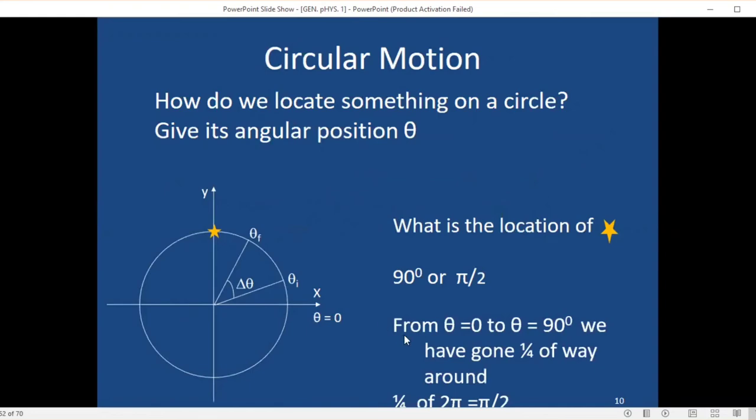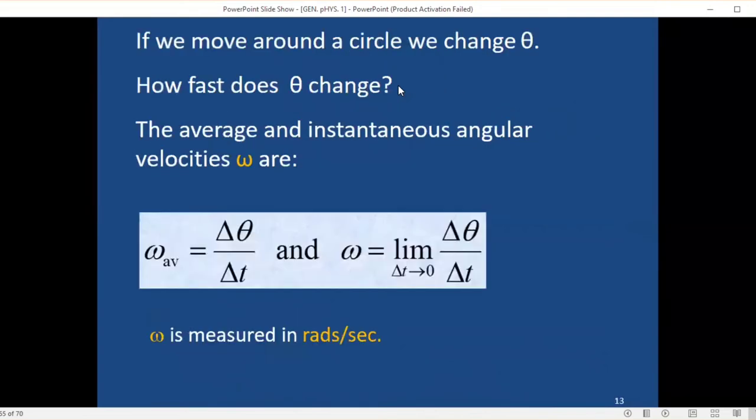So, how do we locate? Ayan, yung star kanina, nasa 90 degrees or pi over 2. From theta 0 here, this is theta 0. Ilalam mo ba si theta 0 to theta 90? Ayan, theta 90 degrees. We have gone 1/4 of the way around. So this is 1/4 of the circle. 1/4 of 2 pi is equal to pi over 2. Ayan, may mga multo na po sa aming paligid, kaya maririnig niyo po yung alulong ng aso. Kaya huwag kang kukurap.